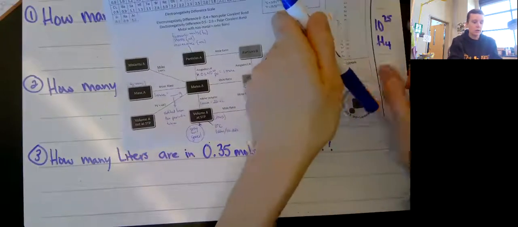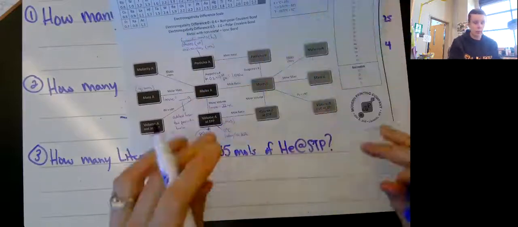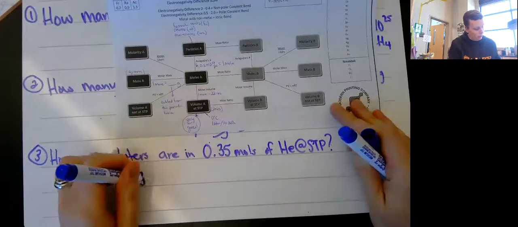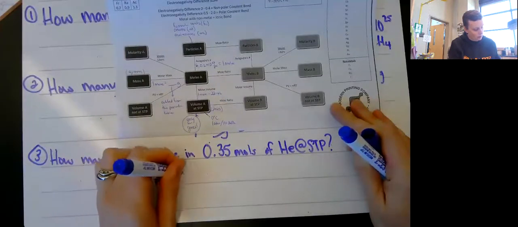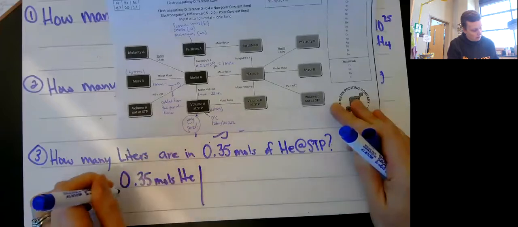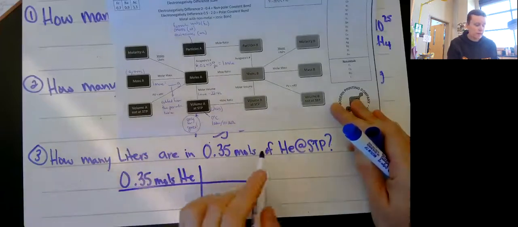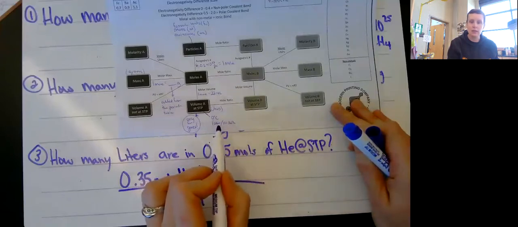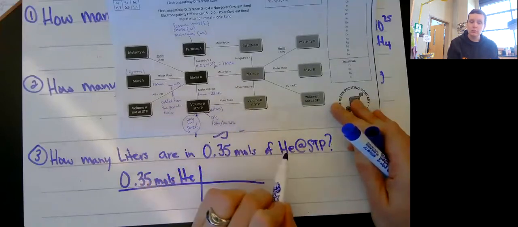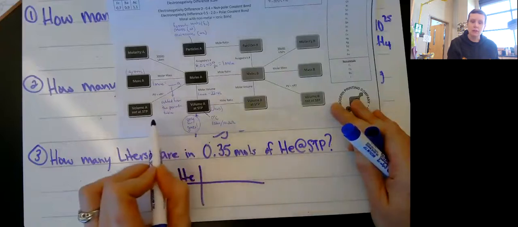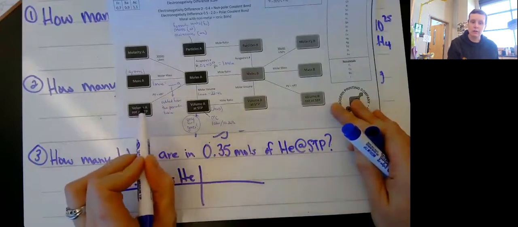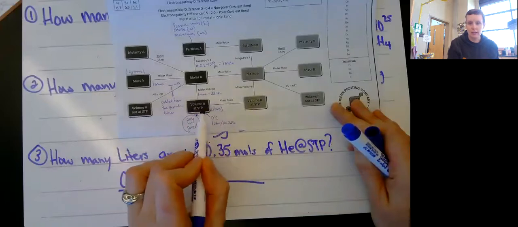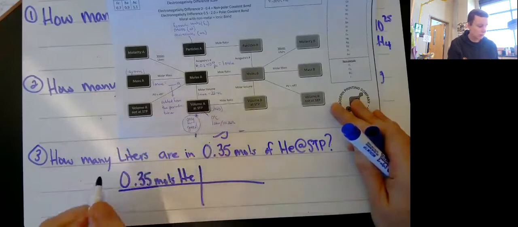So start your problem with what you were given. 0.35 moles of helium. Remember, this at STP is just telling us that we're at 0 degrees Celsius and sea level pressure. It's important because there's another volume over here, which we will learn how to get to later. But for now, if we ask you for volume, it's always this that we're going to, volume at STP.